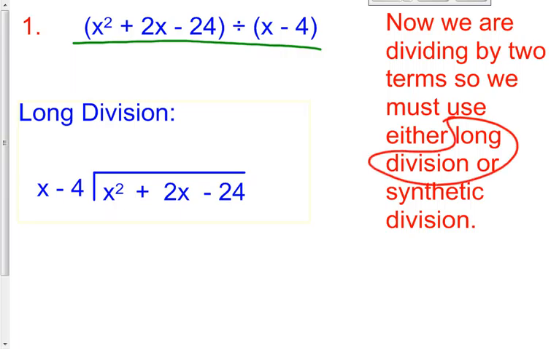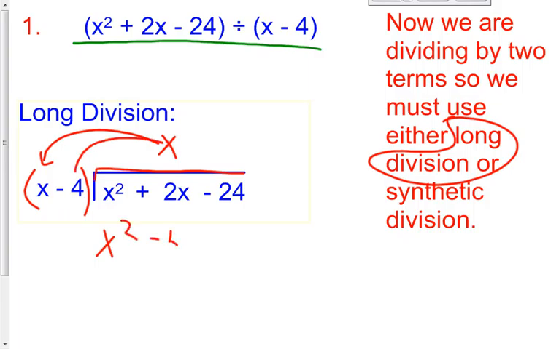So we make our division bar, right? And then we ask ourselves, this first term x, how many times does it go in here? Or x times what equals x squared? Well, x times x equals x squared. So I'm going to put an x up top. Now, just like you did in the third grade, you multiply it down. So you take x and multiply it by x plus 4. What's x times x? It is x squared. What's x times 4? It is 4x.